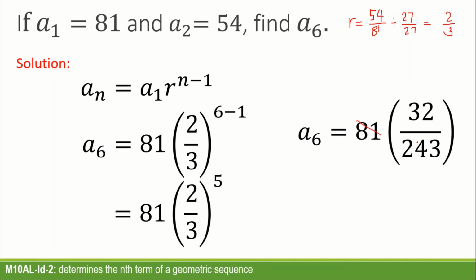Itong 81 and 243 ay pwedeng i-divide by 81. So, 81 divided by 81 is 1. Then, 243 divided by 81 is 3. So, kapag minultiply mo ito by 1, yung natira, the answer is 32 over 3. So, 1 times 32 is 32, then copy lang yung denominator na 3. So, kahit anong proseso, as long as walang nalalabag na concept, accepted yon. Okay, so, a sub 6 is equal to 32 over 3.